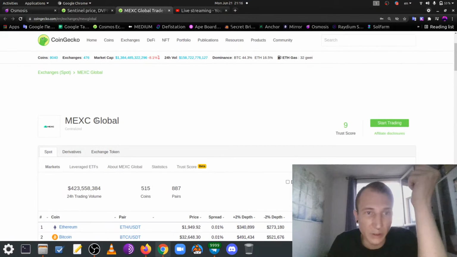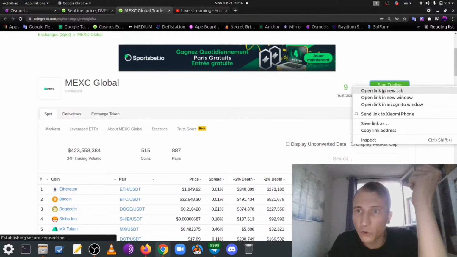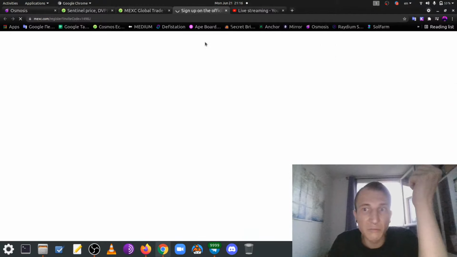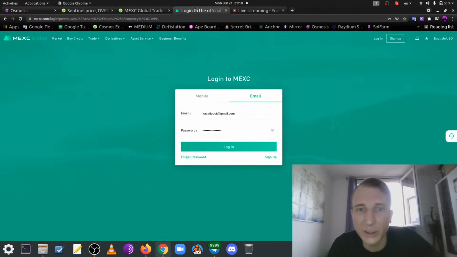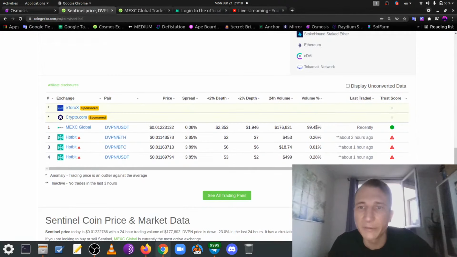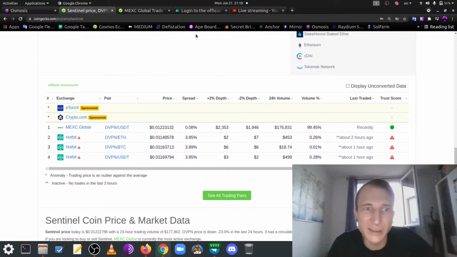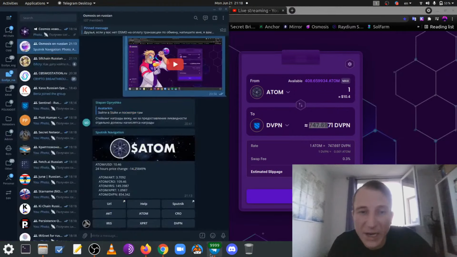This exchange has a nice score, but if we try to deposit or withdraw, it tells us it stopped. So you can't really withdraw or deposit DVPN to Max Global. So this is not easy stuff to make an arbitrage.